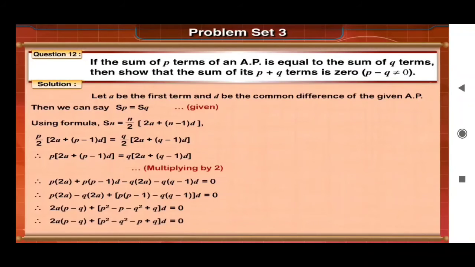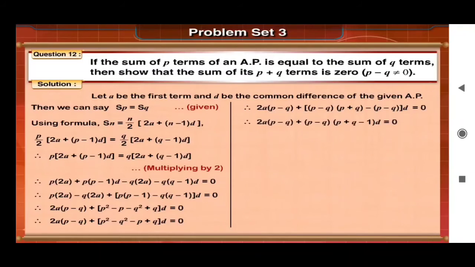Therefore, 2a into p minus q plus p minus q into p plus q minus p minus q into d is equal to 0. Therefore, 2a into p minus q plus p minus q into p plus q minus 1 into d is equal to 0. Therefore, p minus q into 2a plus p plus q minus 1 into d is equal to 0. Therefore, 2a plus p plus q minus 1 into d is equal to 0, since p minus q is not equal to 0. Let this be equation 1.